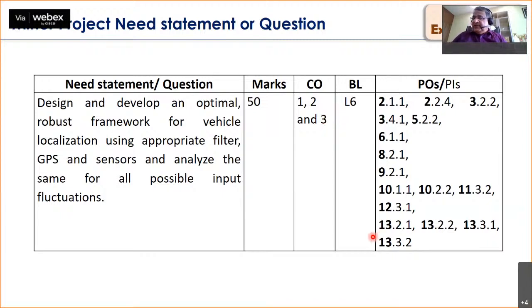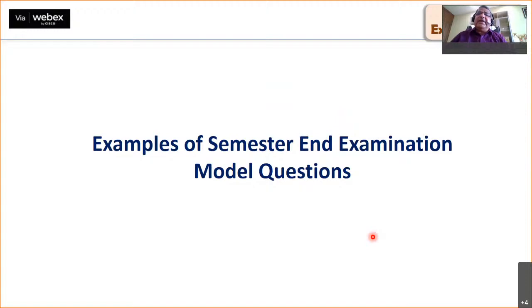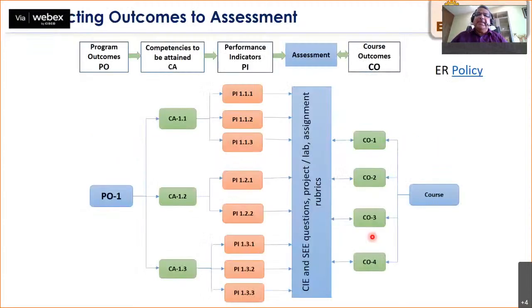When you are simply going through the answer and allocating the marks, then every question bit will have only one value of marks, only one value of CO, one value of Bloom's taxonomy level, and only one PI code. Some samples, with this I will end. These are all from the exam policy document only.